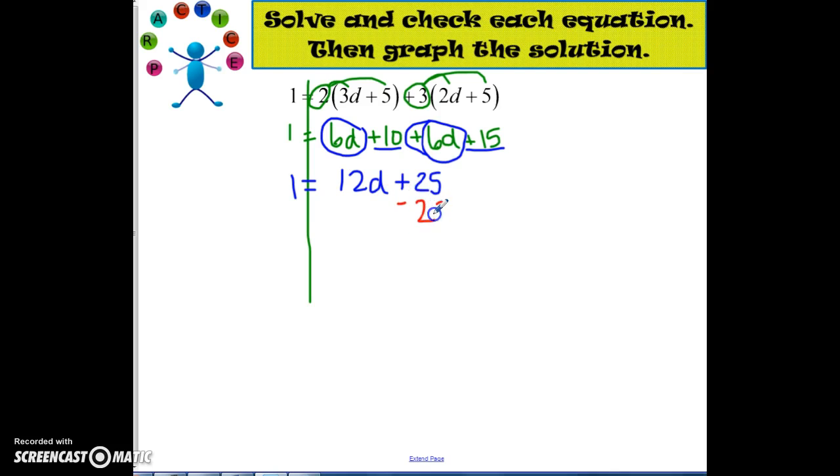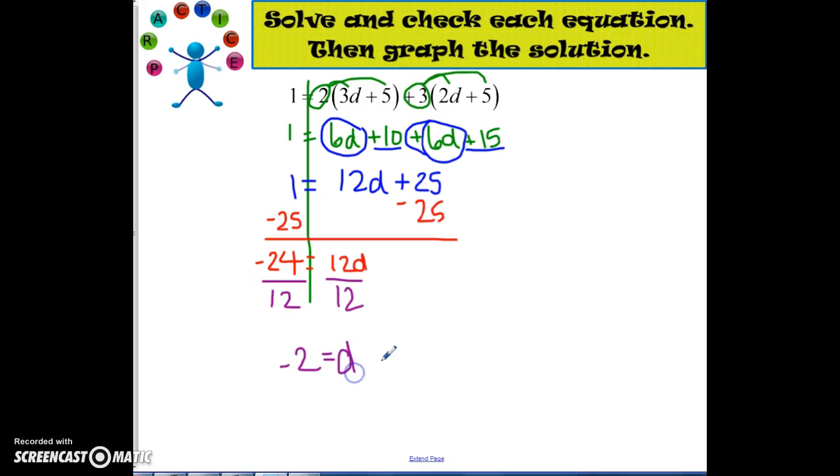We'll subtract this 25, getting rid of that constant. So negative 25, negative 24 equals 12d. And then all that's left is to divide by the coefficient. Negative 2 equals d. Go ahead and pause for your check in your graph, and when you're ready, move on to question number 6.